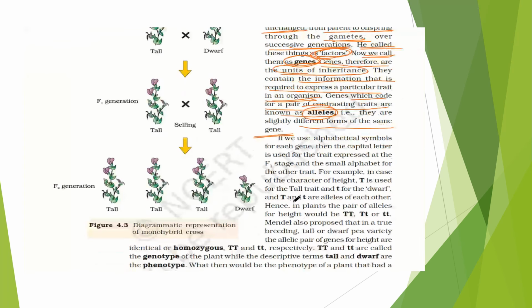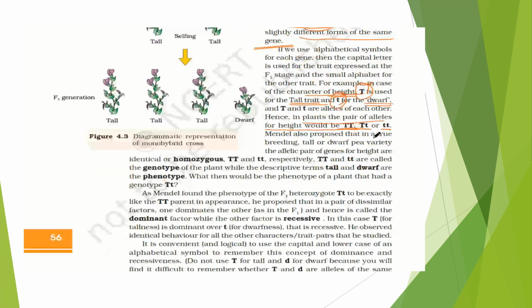Here, the alphabetical names he gave, for example, in the case of the character for height: capital T is used for the tall trait, that is, the dominant trait is always written with a capital letter, and small t is the dwarf or the recessive trait, right? So the pairs of alleles for height would be written as TT. If it is tall, we pair the alleles as T and T. One allele comes from the father, one from the mother, one from the male, one from the female. So these are the codes for the pair of contrasting traits, written as T and T, okay?